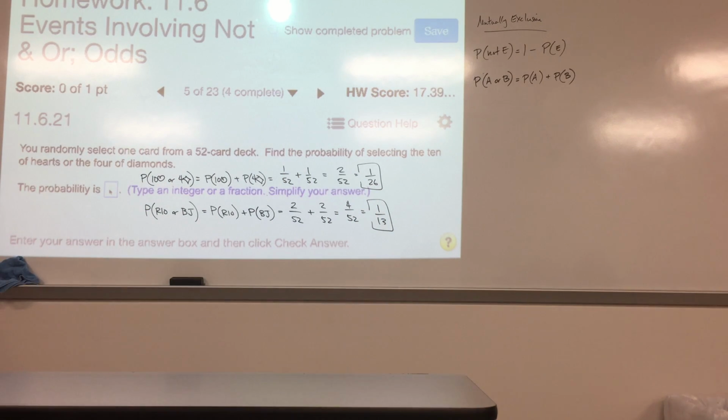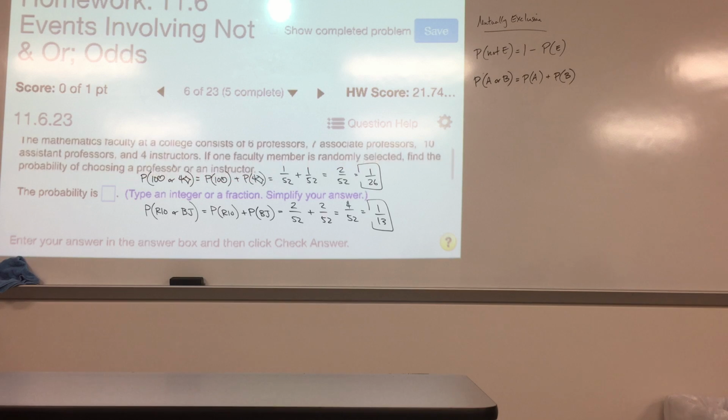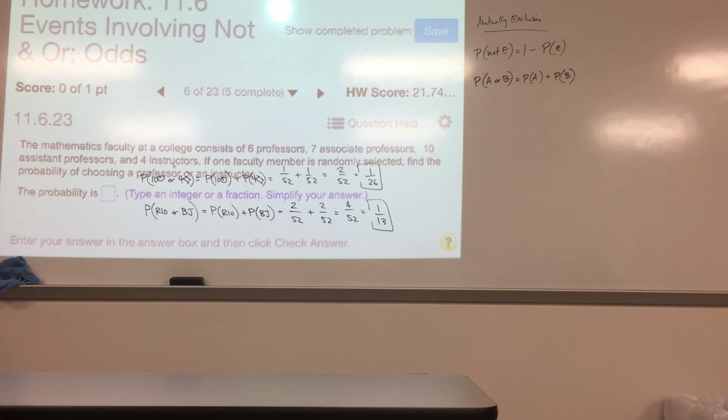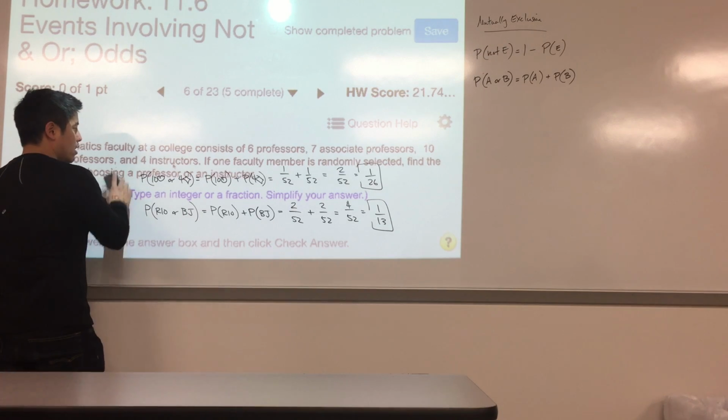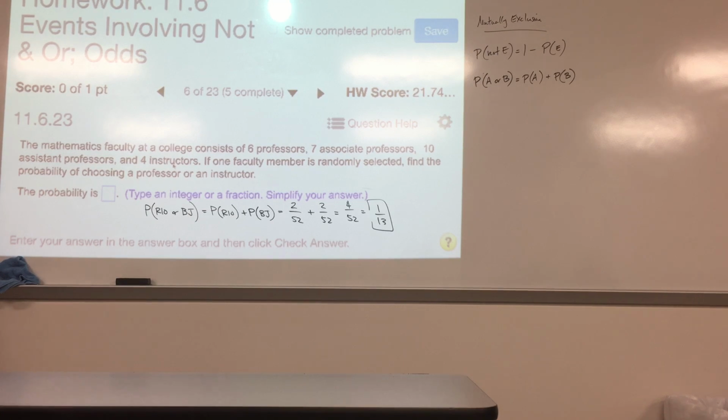That's it. It's that easy. No big deal. So, any questions about that at all? You doing okay? Okay, let's take a look at this next one. The math faculty at a college consists of 6 professors, 7 associate professors, 10 assistant professors, and 4 instructors. If 1 faculty member is randomly selected, find the probability of choosing a professor or an instructor.